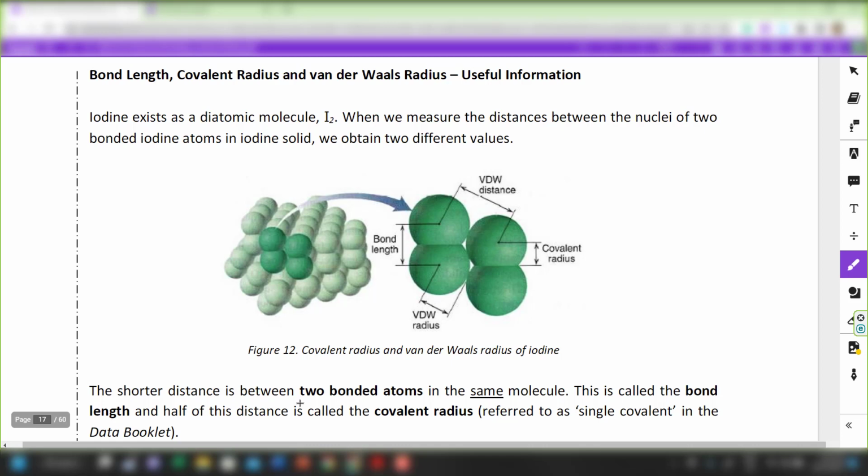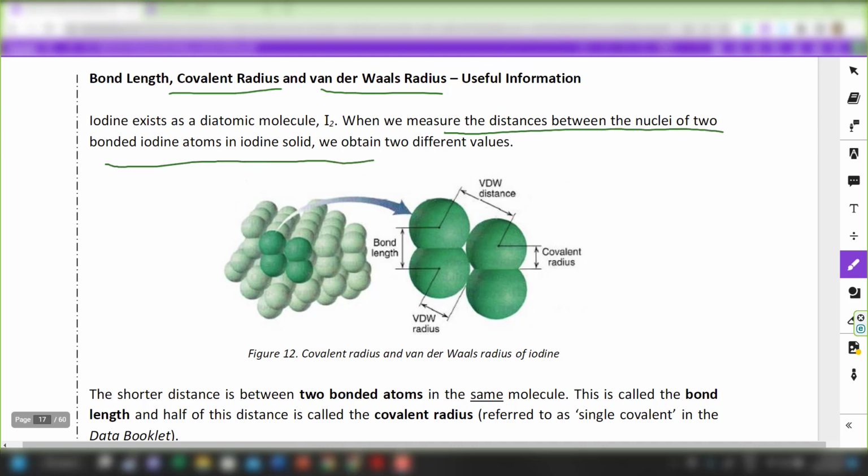And then over here we have some useful information regarding bond length, covalent radius, and van der Waals radius. I think we kind of mentioned a little bit about this in atomic structure. Yep. So for example, iodine exists as a diatomic molecule. When we measure the distance between the nuclei of the two bonded iodine atoms, we obtain two different values. The first is if you look at the iodine as one molecule, one entity. I'm just going to highlight this in red over here, and then indicate the nucleus. So the distance between the two nuclei is what we call the bond length, and half of it is what we define as the covalent radius.